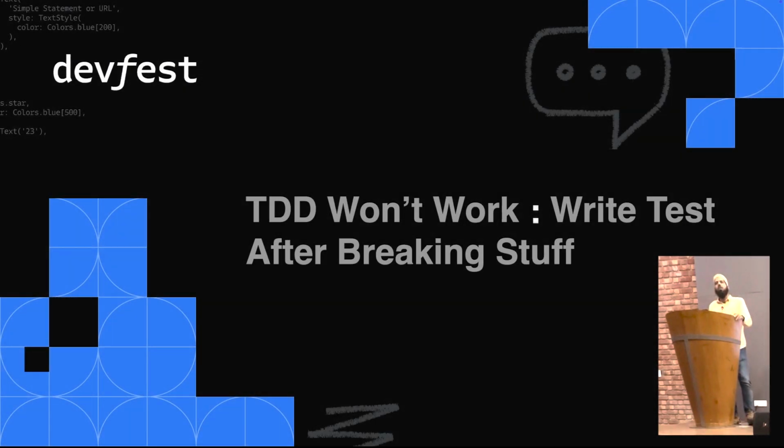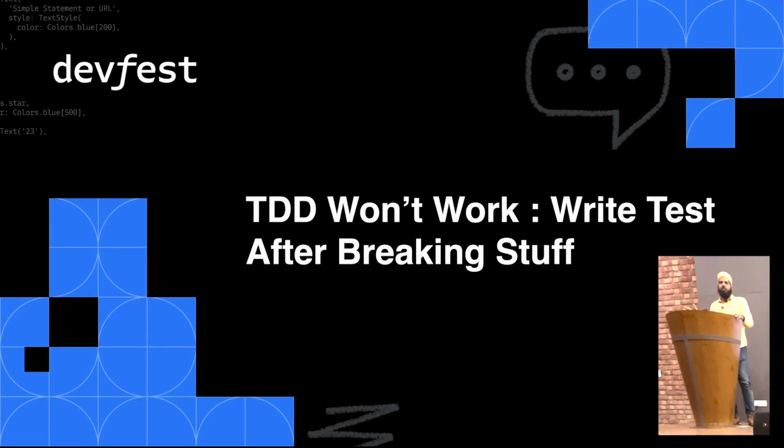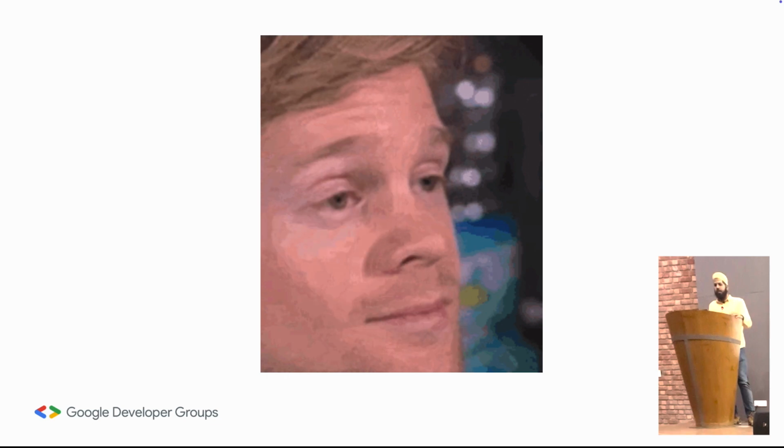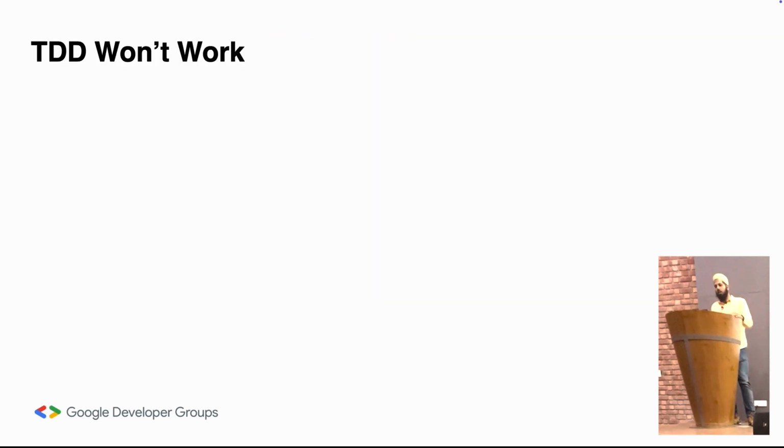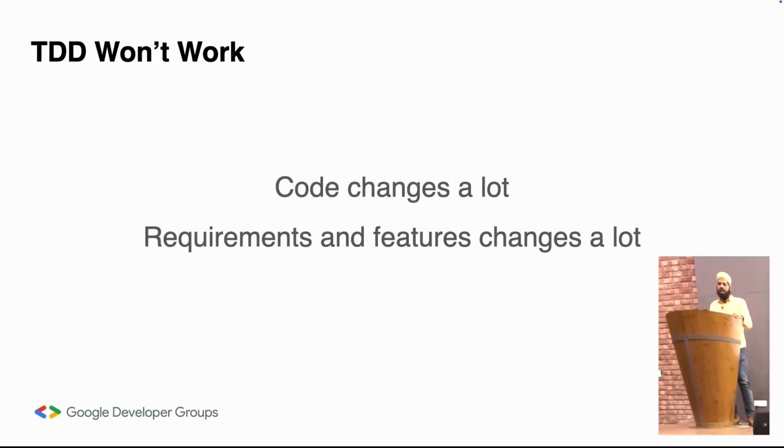Now TDD won't work, write tests after breaking stuff. Anyone heard about TDD? It's test driven development where you write the test first and then you write your code. And if you go to the TDD community, it's very surprising for them, because I'm saying don't write TDD. TDD here doesn't work because the code changes a lot, and the requirements and features change a lot, and startups also pivot a lot. Sometimes what they are building would turn out to be a completely different thing. So if you write a test for that, that might not be valid anymore.